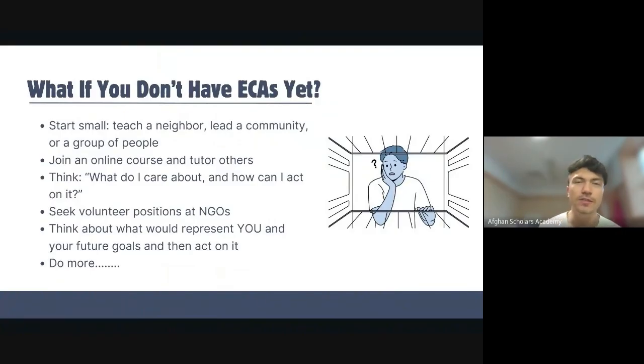And one of the challenges that I have seen in students, especially those who are working with ASA, is that they do not have any extracurricular activities yet, and they are worried about that. So if you do not have any activities yet on your resume or on your application, start small. Like I said, teach a neighbor or teach your sibling, or lead a community, or join a group of people, join a community, join an organization. Just start small and see what you learn from them, and be more proactive.